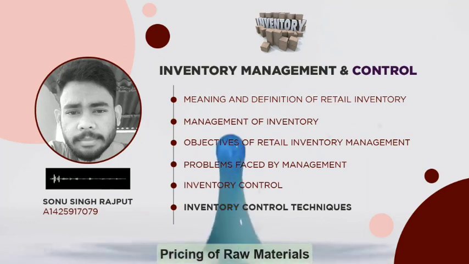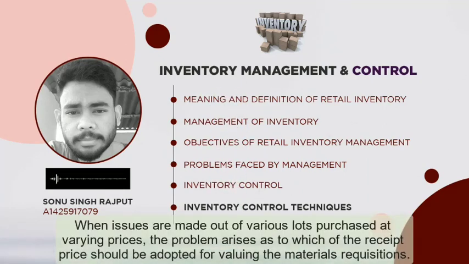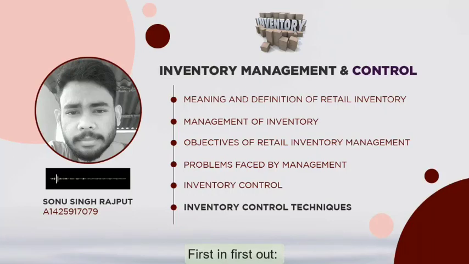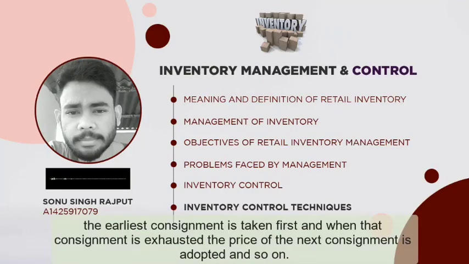Pricing of raw materials. What happens in pricing of raw materials is that we have to decide the price that should be adopted for valuing the materials requisition. There are some points to be considered. The first one is first in, first out. Whatever material we have received first will be issued first. The price of the earliest consignment, or the first consignment, is taken first. When the first consignment is exhausted, the price of the next consignment, meaning the second consignment, is adopted.